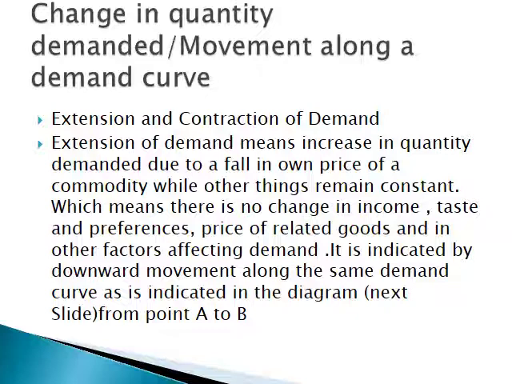That is, there is no change in income, taste and preferences, price of related goods, and so on. All other factors affecting demand do not change. Then a fall in price leads to more demand, which is known as extension of demand. It is indicated by downward movement along the same demand curve, as is explained through diagram and schedule.